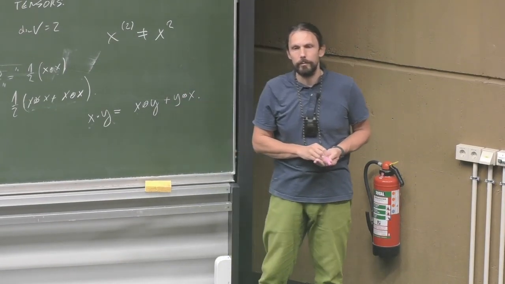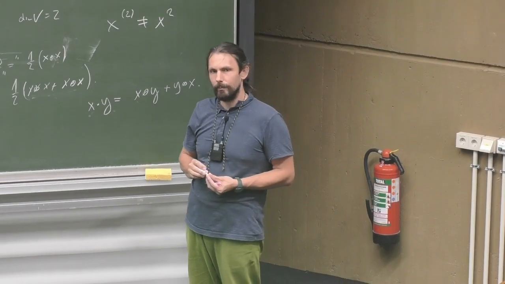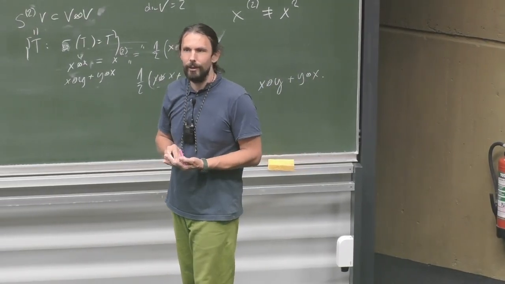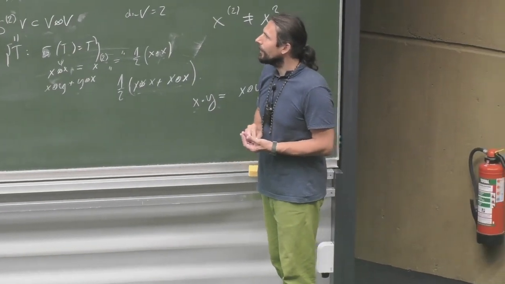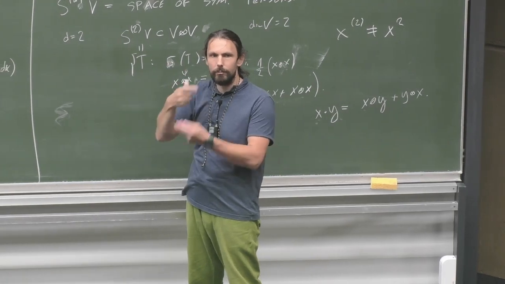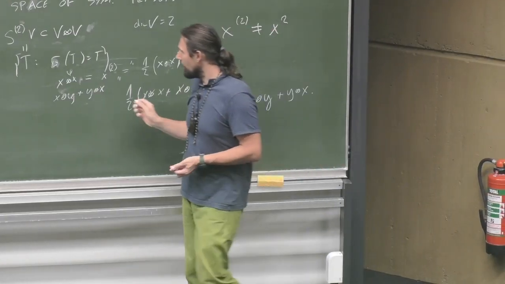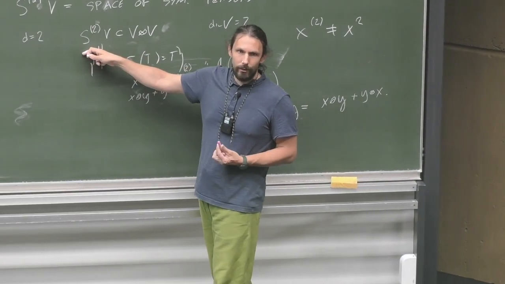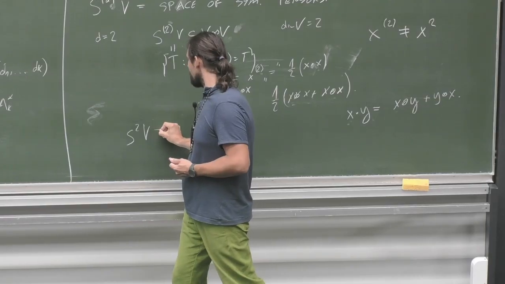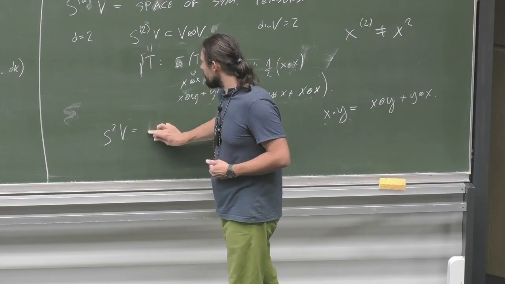Could you just, is one space smaller than the other? They are different. They are the same dimension, but they are different in the sense that they are different representations. If you try to change basis in V, then these changes of basis work completely differently. Okay, so I just discussed the divided powers, the symmetric tensors, and let me just quickly explain what S^2 V is. It's just the space of degree 2 polynomials.